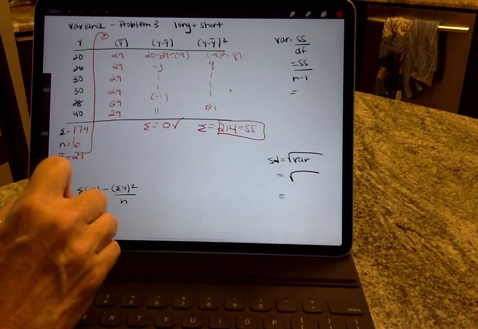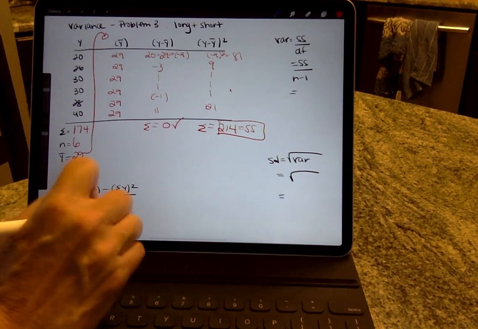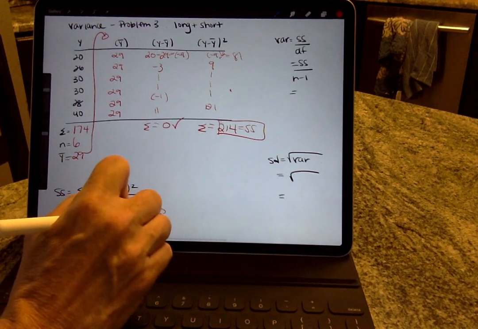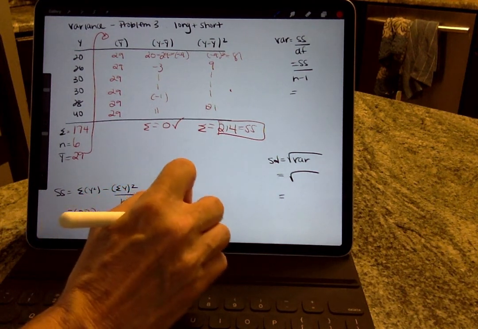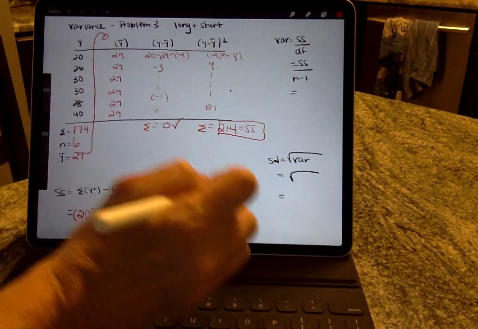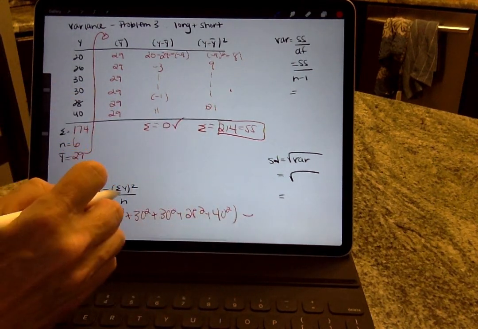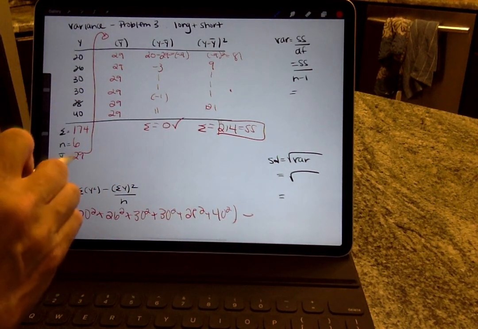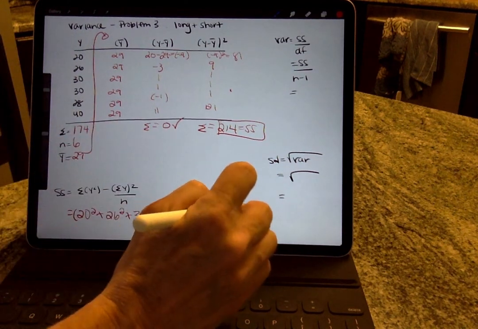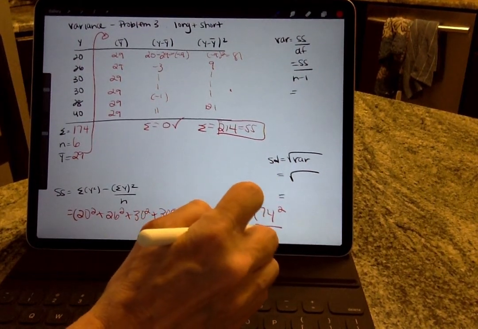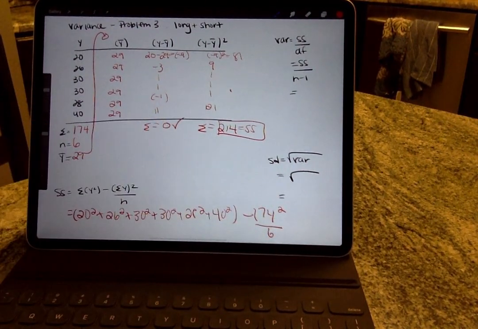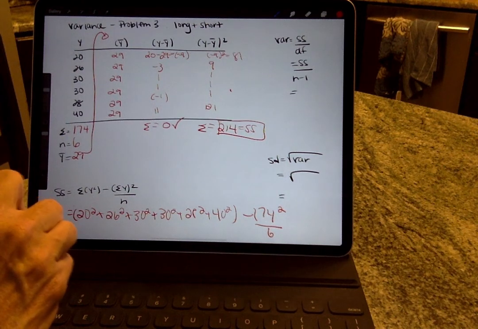So we have 20 squared plus 26 squared plus 30 squared plus 30 squared plus 28 squared plus 40 squared. We are going to subtract the sum of the y's, which is, I'm sorry, 174. We are going to square that and divide by n, which is 6. I'm running out of room here.